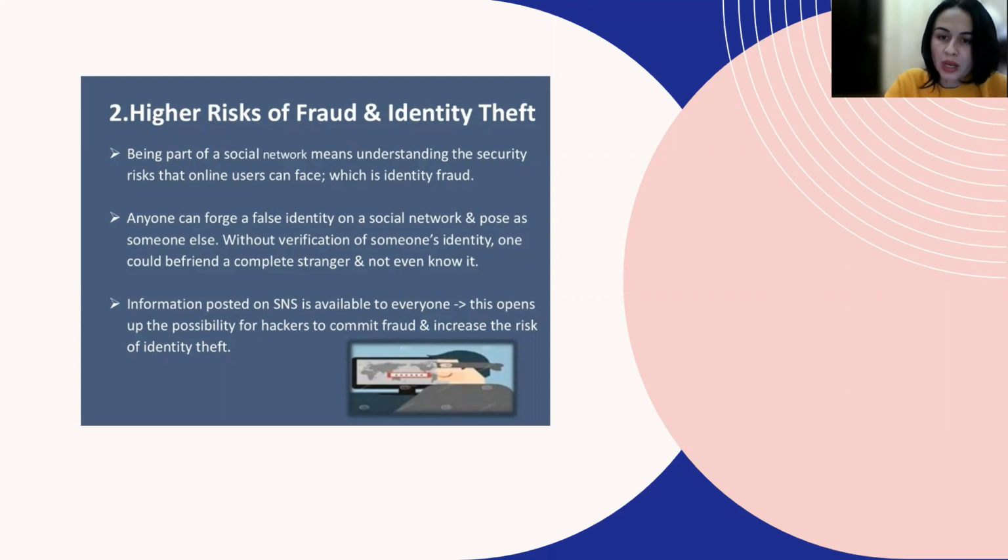So when you open up a profile, and if you don't see many friends and much relatable information, more likely this profile is fake. Usually it happens with celebrities. When you are searching for the official page of a celebrity, usually 100 other false ones pop up, right? So without verification of someone's identity, one could befriend a complete stranger and not even know it. So this is what happens when identity is stolen on social networks.